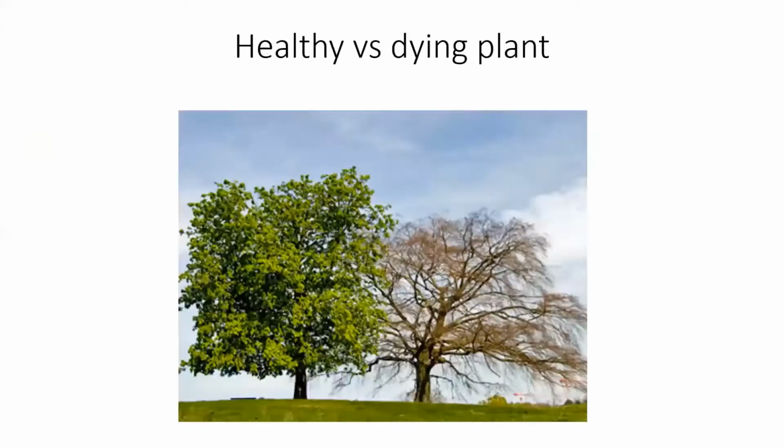Hello students, let's continue with our science lesson, interdependence and adaptation. We learnt about healthy versus dying plants. A healthy plant looks green and has good growth of fruits and flowers, and a thick stem. A dying plant looks very weak, and it has brown or yellow leaves and weak stems.